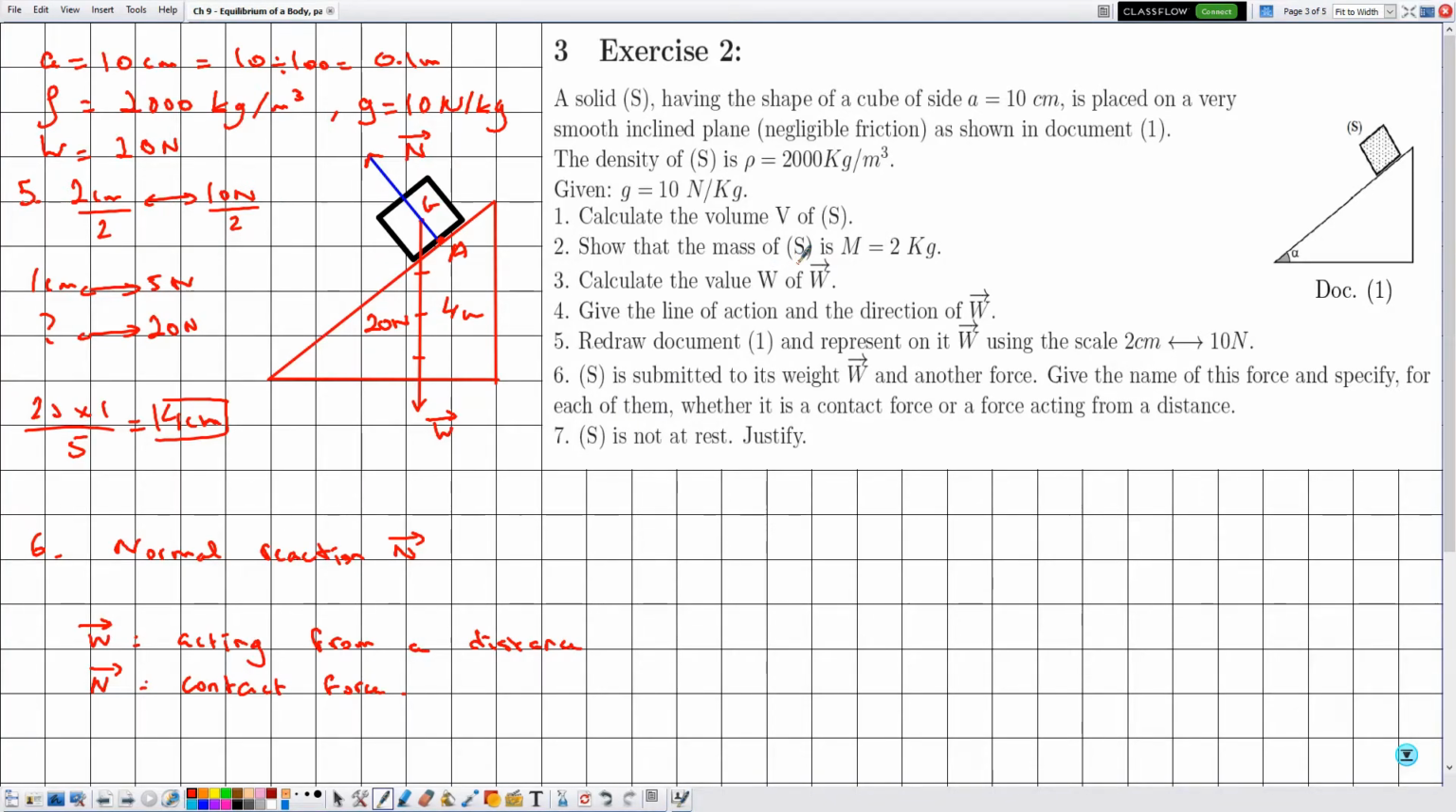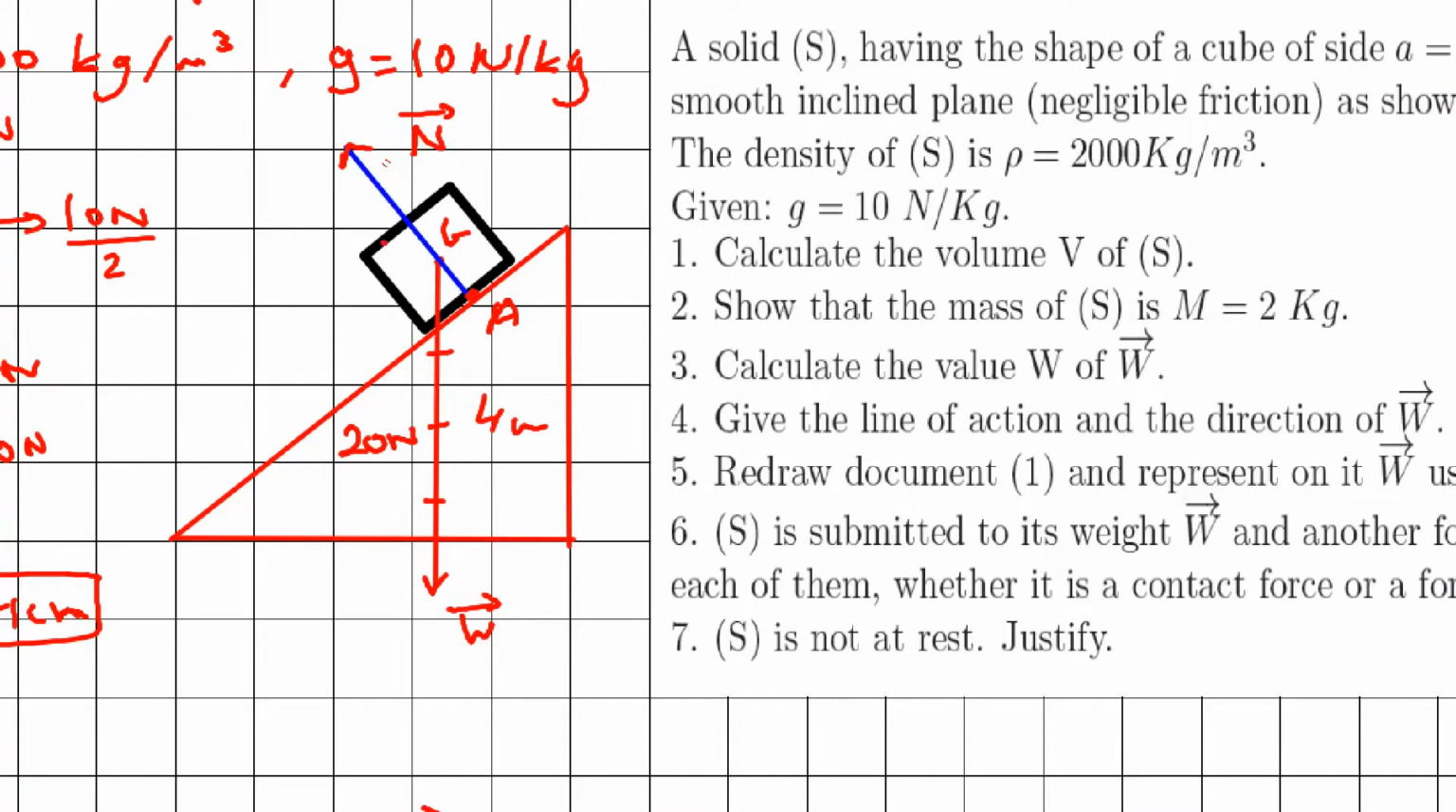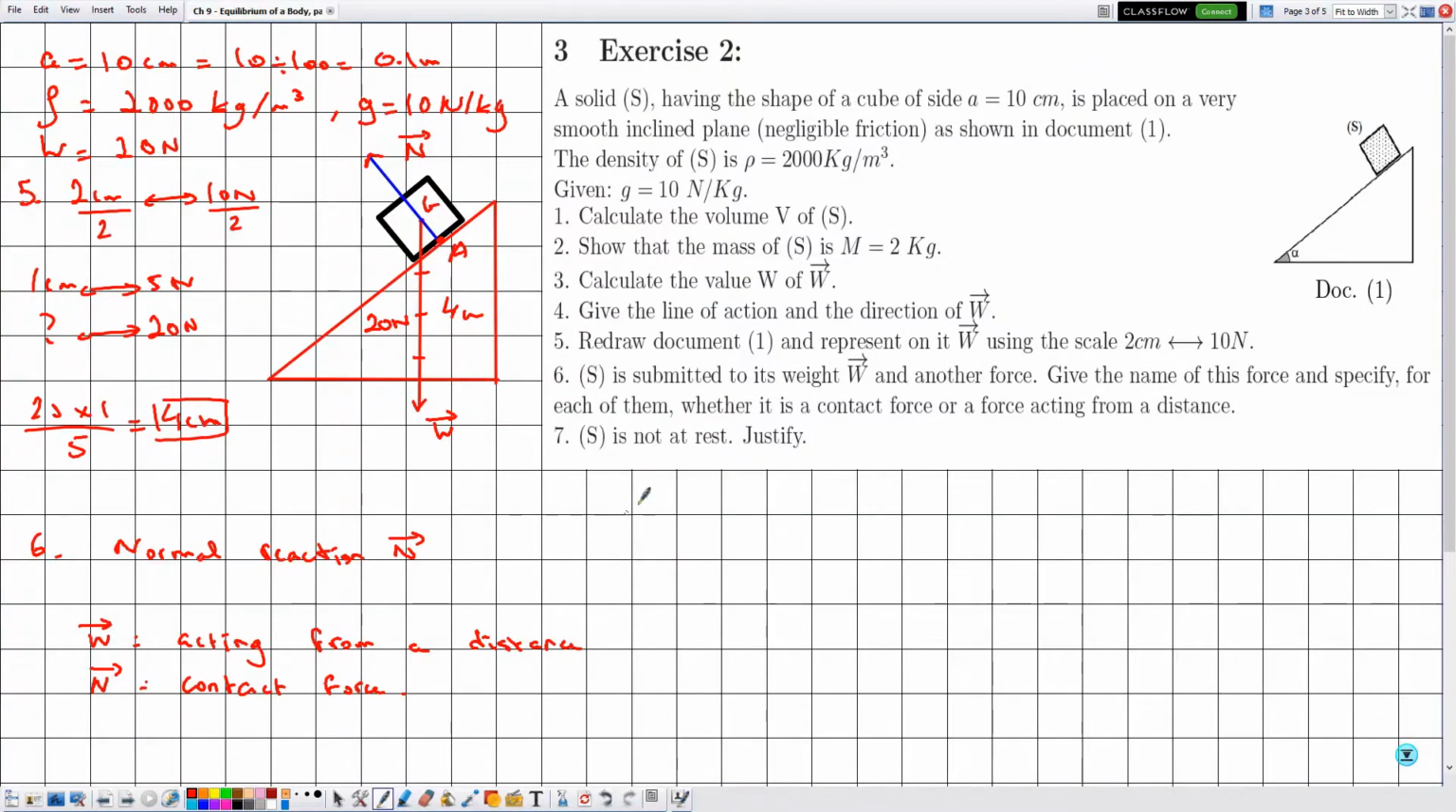We require that in order for S to be at equilibrium, both forces must have the same line of action, opposite direction, and same magnitude. And here one can directly notice, because there are only 2 forces acting on the solid S, and this is oblique and this is vertical, so they don't have the same line of action.